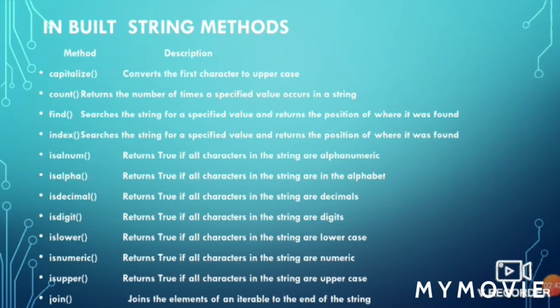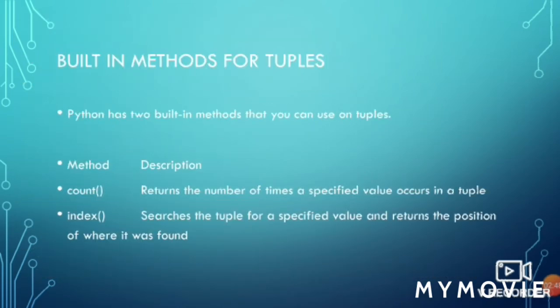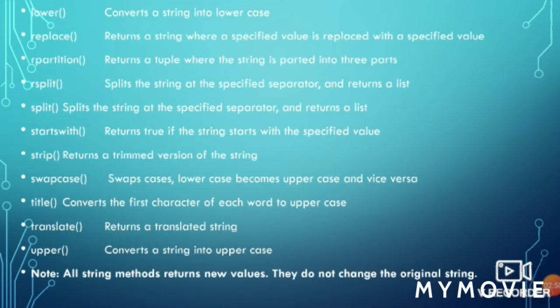The next is join, which joins the elements of an iterable to the end of the string. The next function is lower, it converts the string into lowercase. Now check here, it is not islower. If it is islower, it will check whether the contents are in lowercase or not. But if it is simple lower, then it converts a string into lowercase.